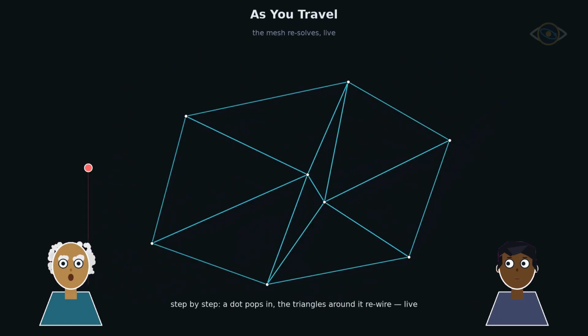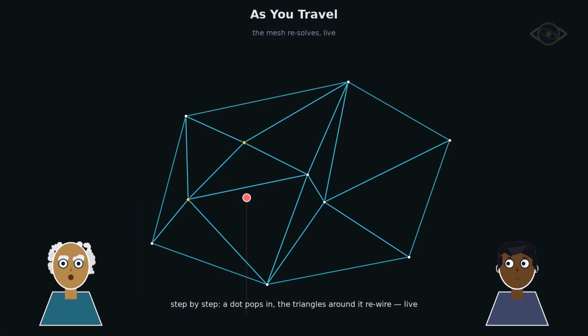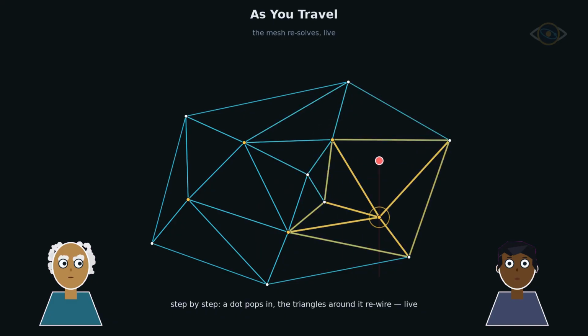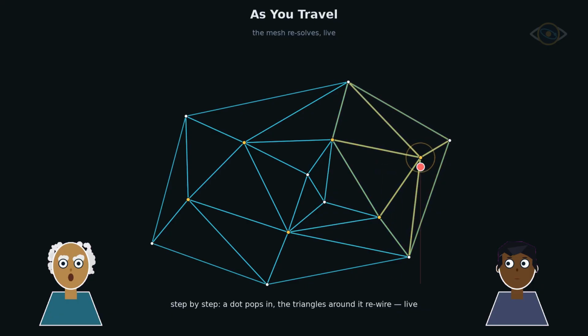And this isn't a one-time thing. As you walk through a game world, new detailed dots appear. Watch our traveler cross the terrain. And every time a dot appears, the mesh right around it rebuilds itself. So the ground is literally being re-triangulated as I walk. Every single step? Every step. That's how a huge open world stays crisp under your feet and cheap in the distance at 60 frames a second.